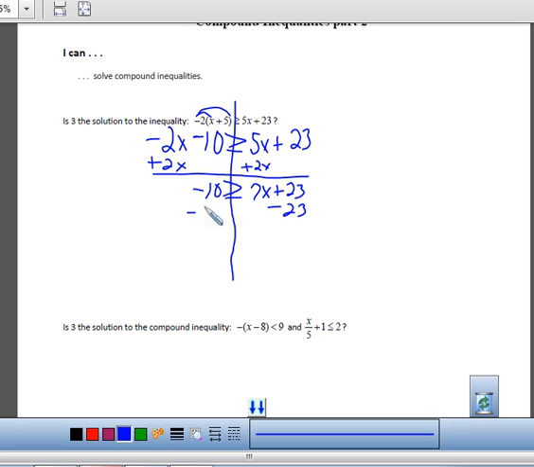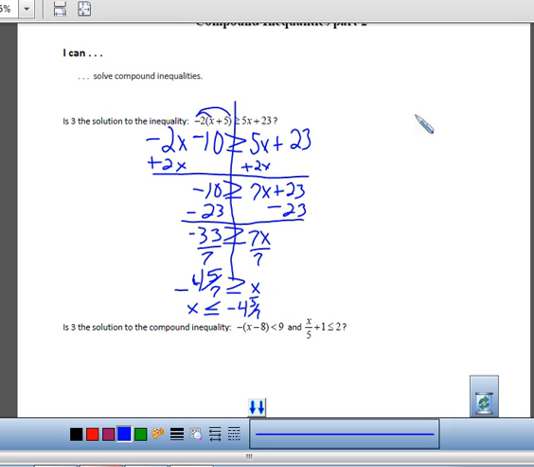Subtract 23 from both sides, -23. Okay, and we get -33 is greater than or equal to 7x. So last step, divide both sides by 7. And you get -4 and 5/7 is greater than or equal to x. I don't really like writing my inequalities this way. I usually like to write them with the variable first. So I'll do x is less than or equal to -4 and 5/7, and I'm writing it a little neater. So does 3 fit this? No, it does not.